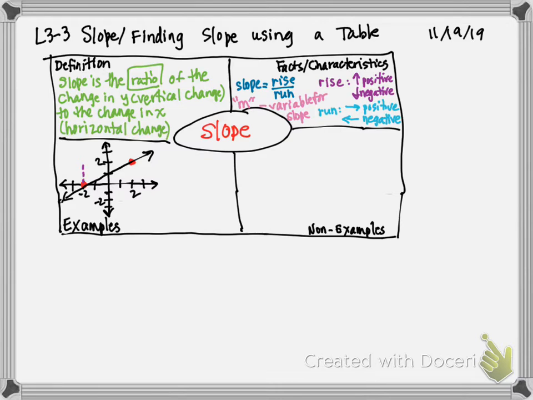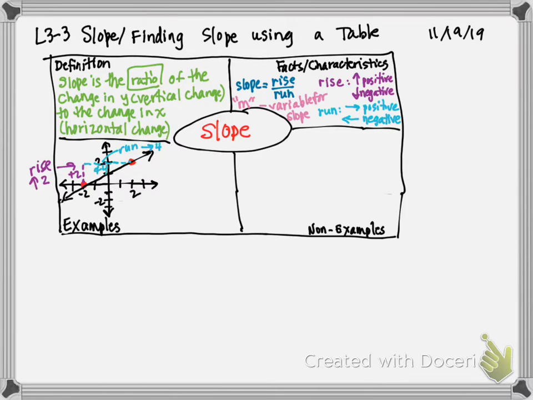So here's my rise, and I rose up, and it looks like 2 places. So that's going to be a +2. And then from there, I'm going to run over here, so that's my run. And it looks like I moved 1, 2, 3, 4 places to the right. So that would be considered a +4.